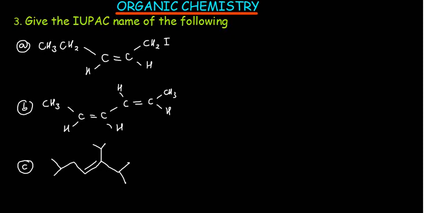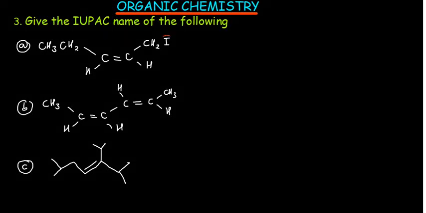We're going to go over the nomenclature of organic compounds. For us to be able to name this one, first we need to identify the functional groups which are present. In this case, we can see an iodine and also a double bond. So we have an alkene functional group and also a halogen functional group.